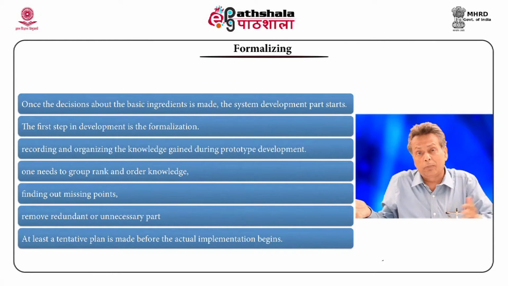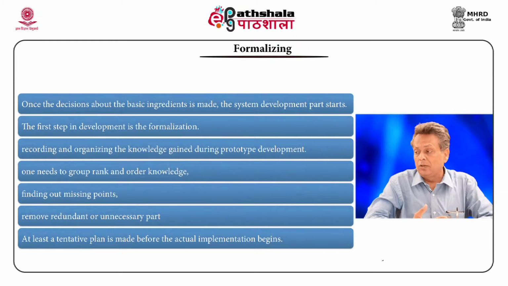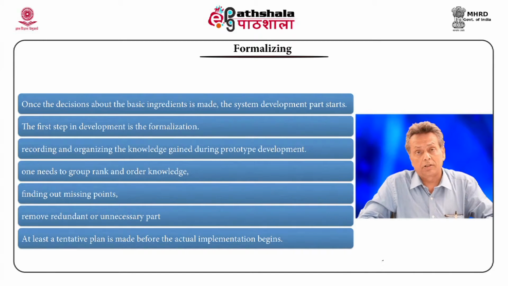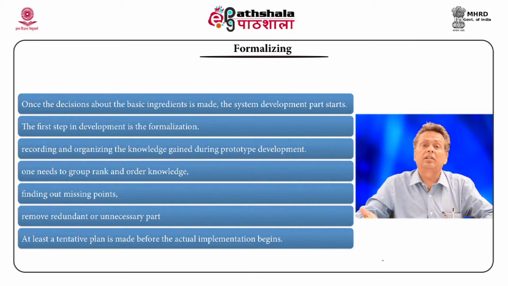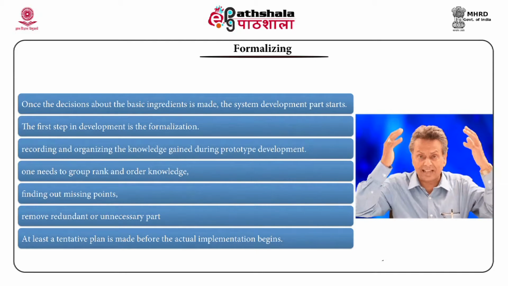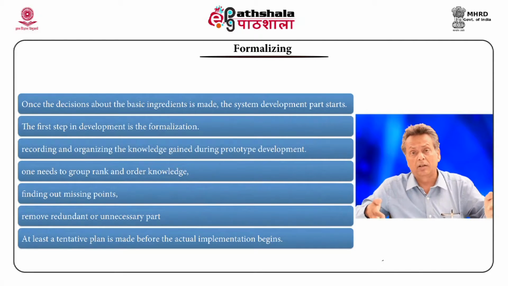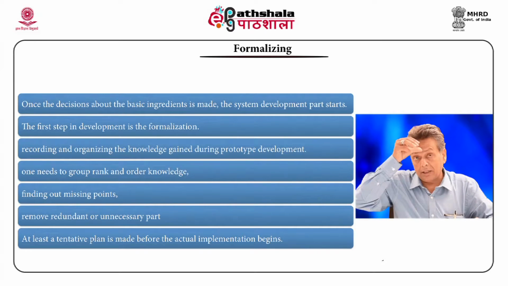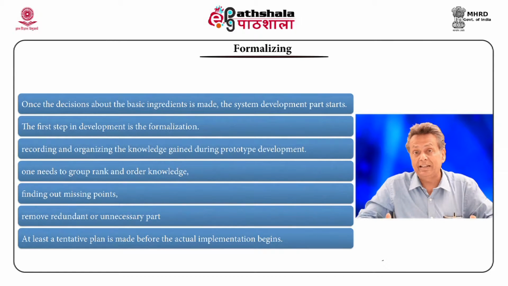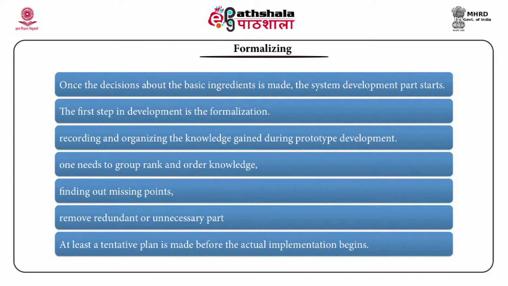So you need to group, rank and order your knowledge. You need to find out missing points in that knowledge. You will have to remove redundant and unnecessary parts from the knowledge. All that is done now, because by putting it on paper, we are finalizing it, and you will have to have a tentative plan ready now. Once the tentative plan is ready, you can start with actual implementation. So this is a very, very critical part of the system design, the expert system design.